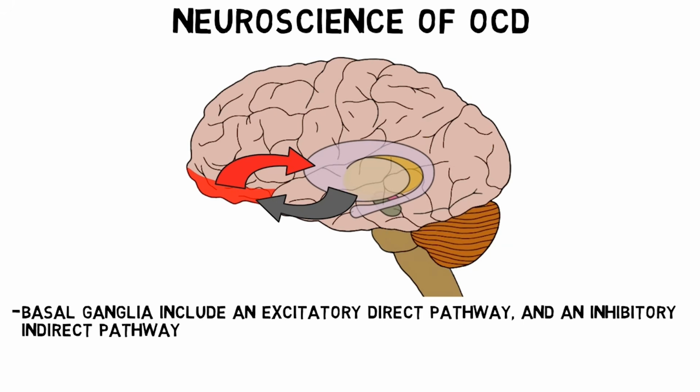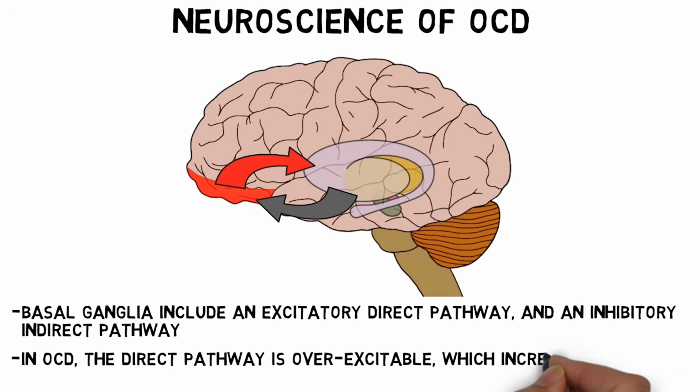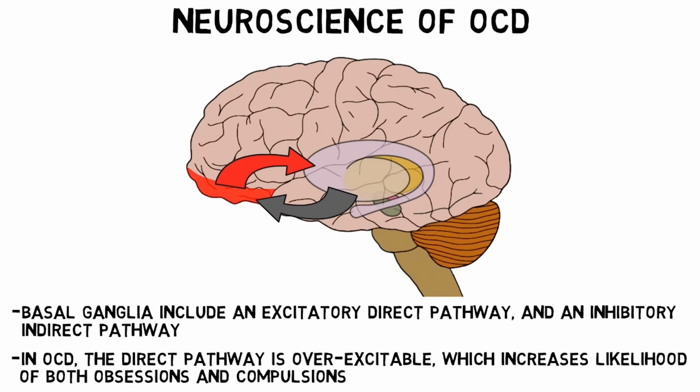In someone with OCD, however, the direct pathway is overexcitable, drowning out the activity of the indirect pathway and causing a difficult time switching to a different behavior or turning focus away from the concern causing the discomfort. Thus, according to this model, overactivity in the orbitofrontal cortex and the direct pathway of the basal ganglia increases the occurrence of both obsessions and compulsions.